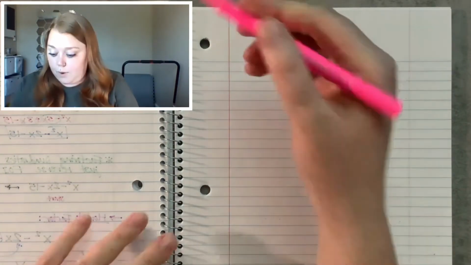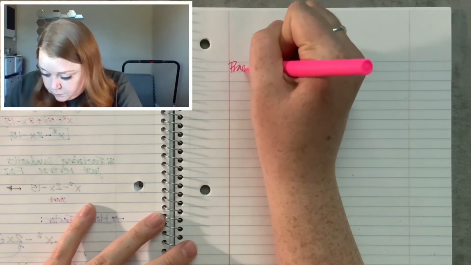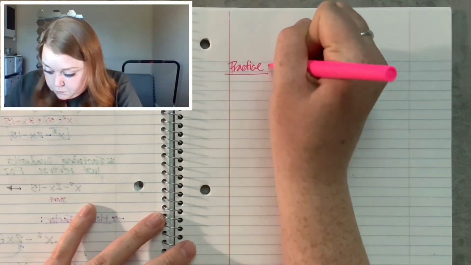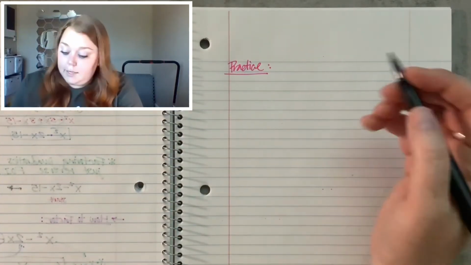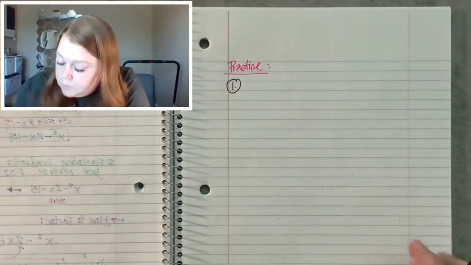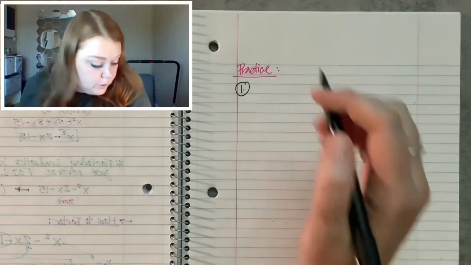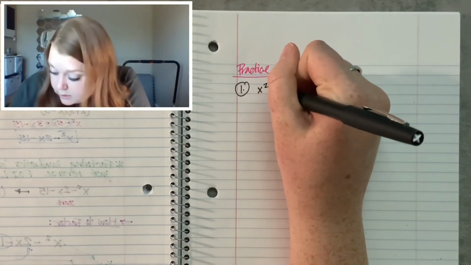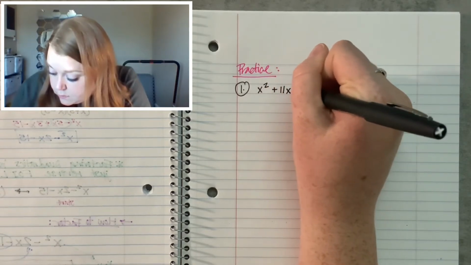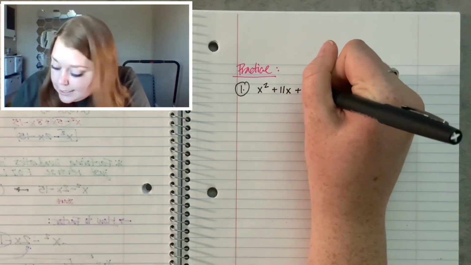Okay, practice. Next step. Number 1, we got x squared plus 11x plus 18.